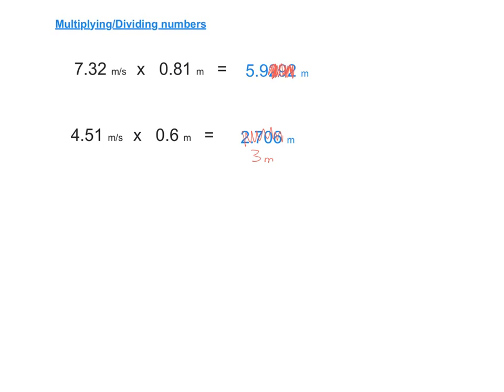When you divide 2 numbers, you look at the first number, see how many significant figures it has, look at the second number, see how many significant figures it has. Whichever one has fewer, that's what you go by, and that's how many significant figures you keep in your final answer.